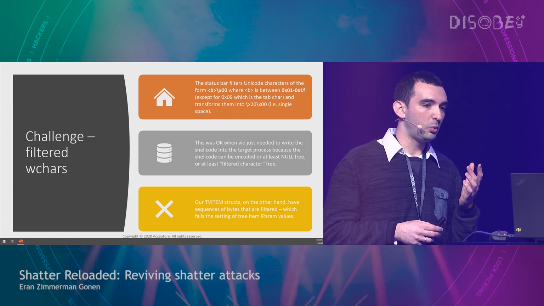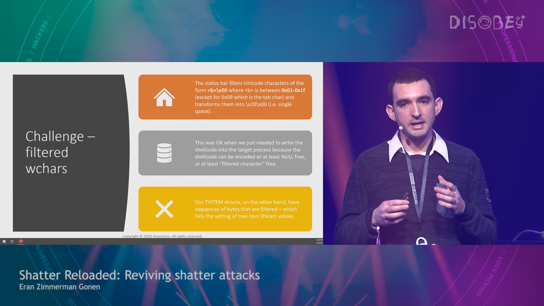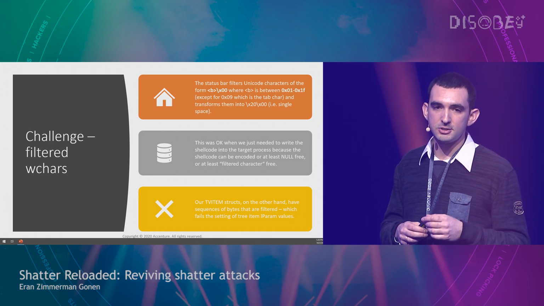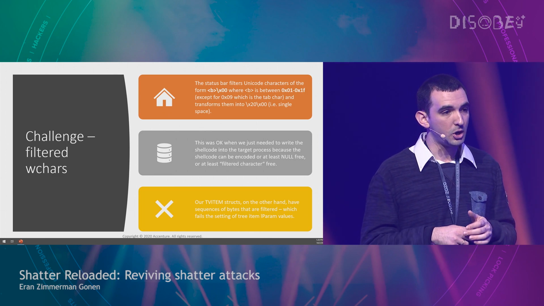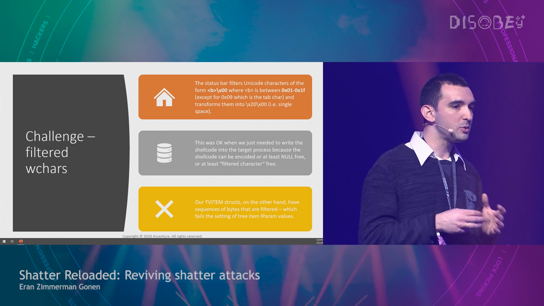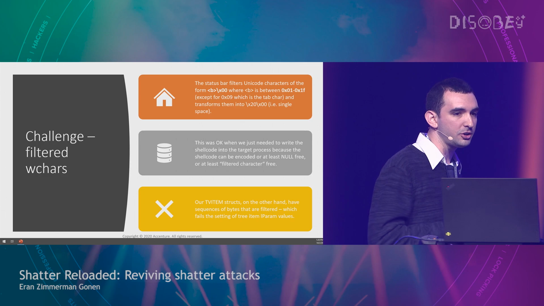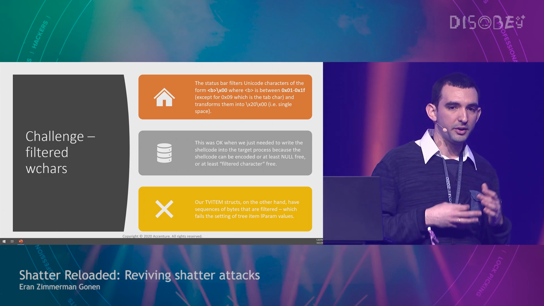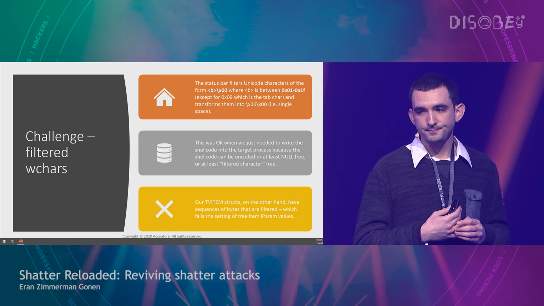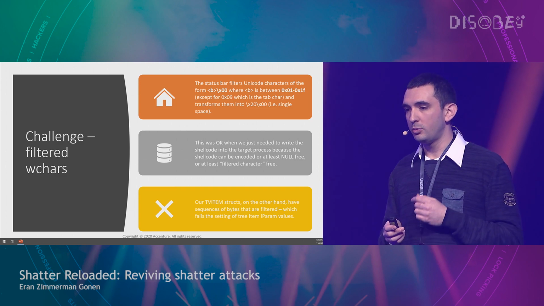But we also need to transfer our TVITEM structs, which are needed for the SetItem calls. Those structs have sequences of null bytes, and they have all these bad characters in them, and they can't be encoded. They need to be transferred as is. So how can we solve that?